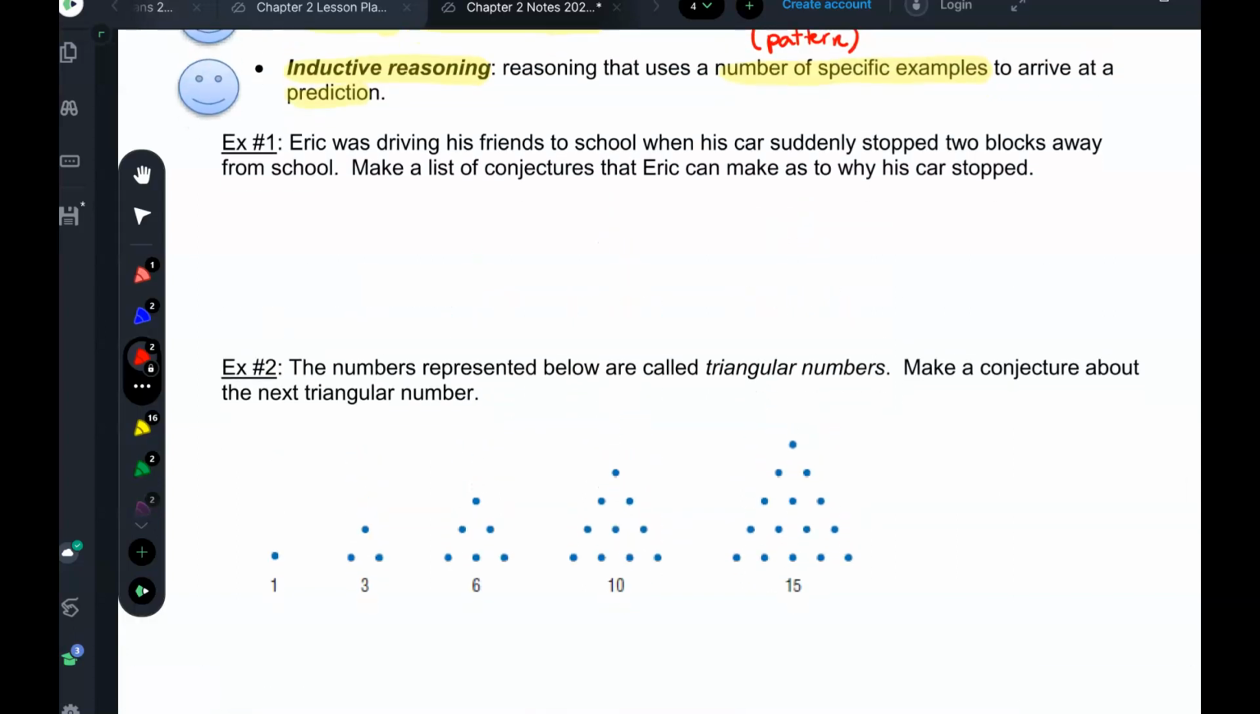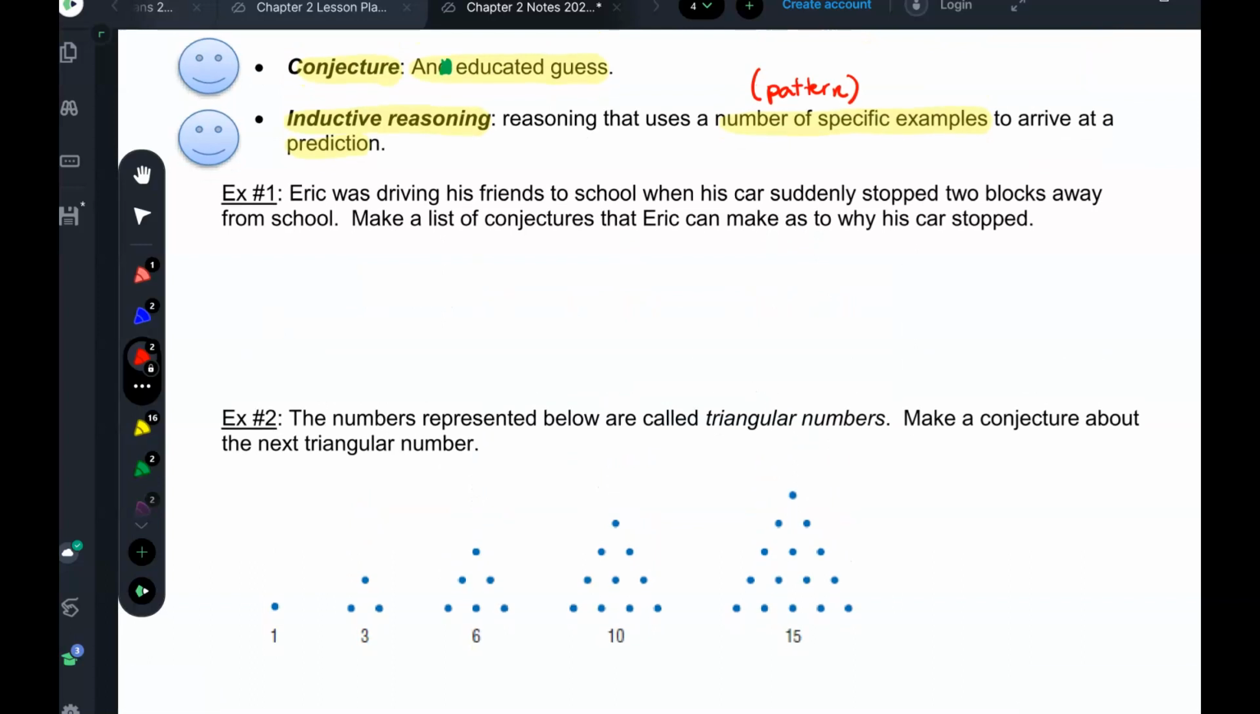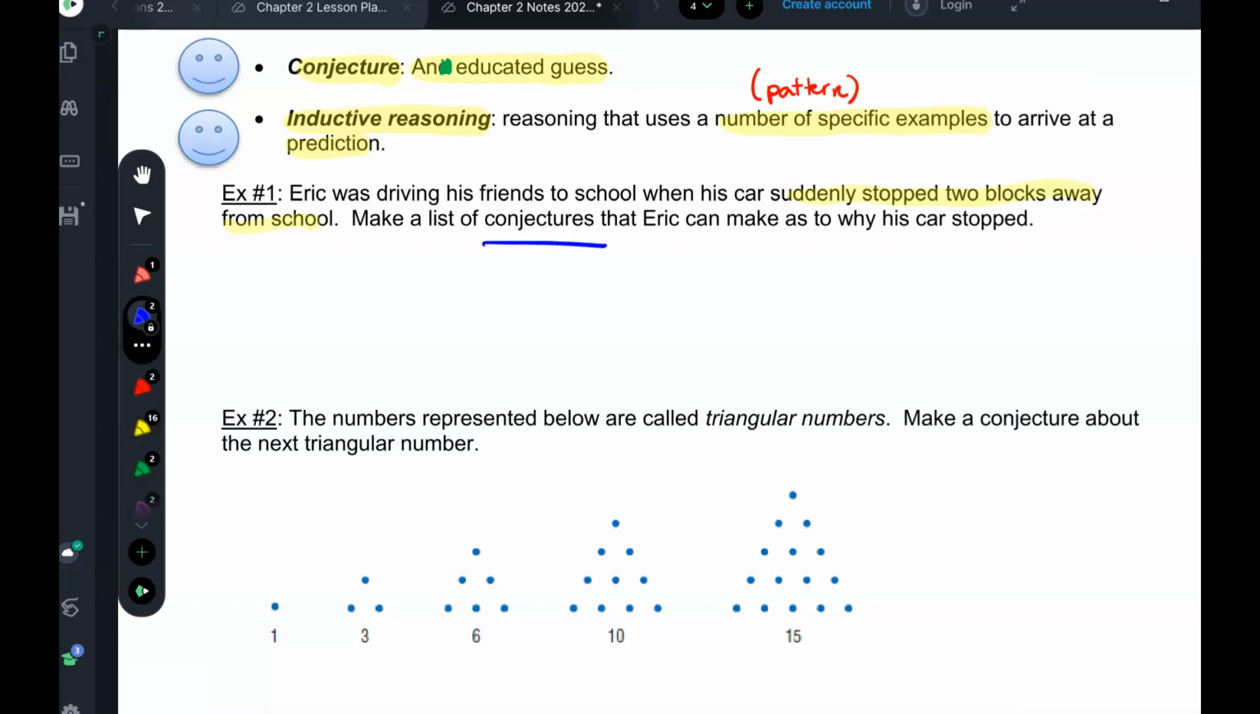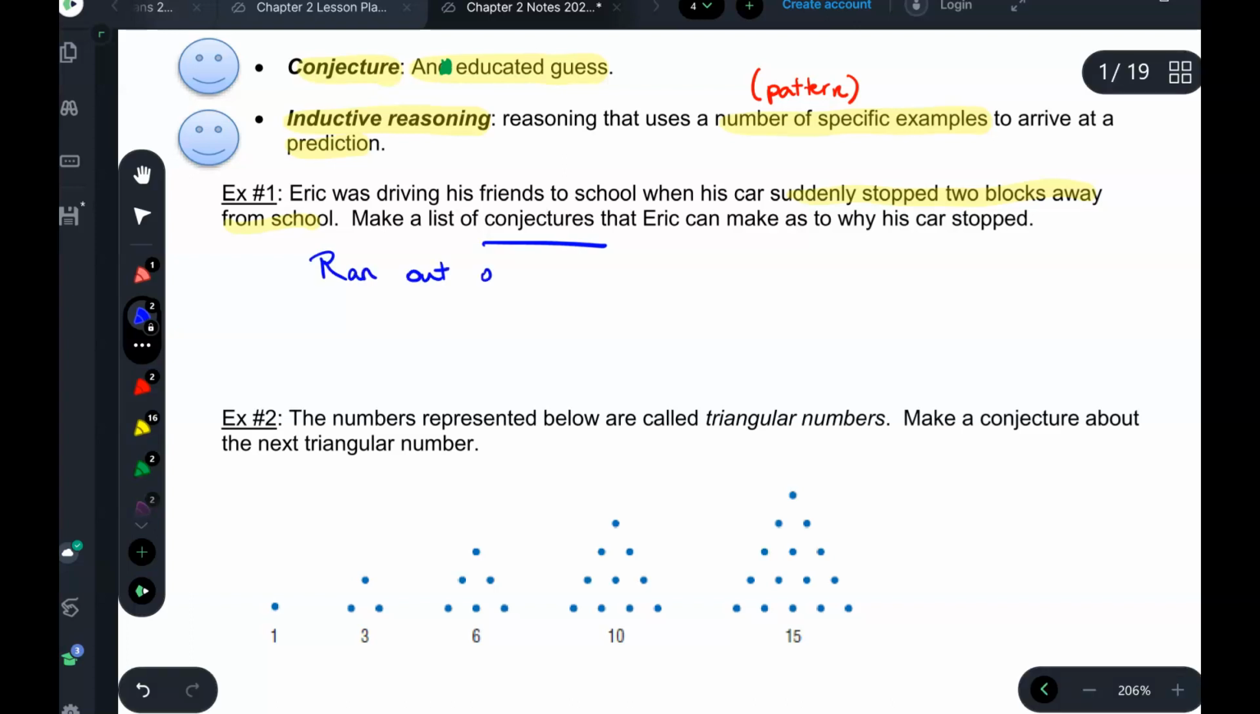Eric was driving his friends to school when his car suddenly stopped 2 blocks away from school. So make a list of conjectures as to why his car stopped. What would be an educated guess? Why would your car stop? Ran out of gas. Flat tire. Maybe it was an old car and it broke down. Stolen. He fell asleep.